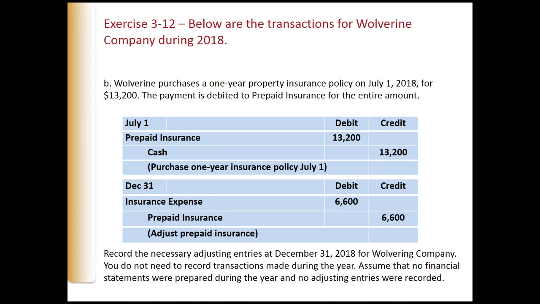Wolverine purchases 1-year property insurance on July 1st for $13,200. The payment's debited to prepaid insurance for the entire amount. Again, in here, the initial transaction had an increase of an asset, prepaid insurance. We used cash to pay for it. When we utilized some of that insurance, we debited the insurance expense, we credited our asset.